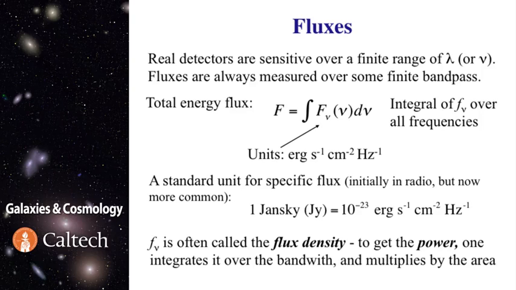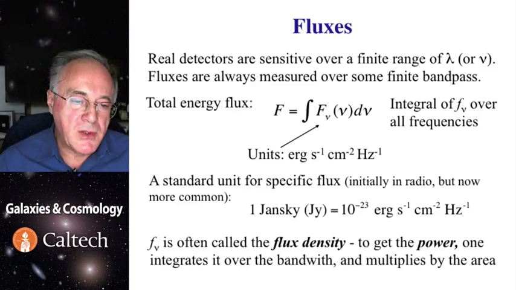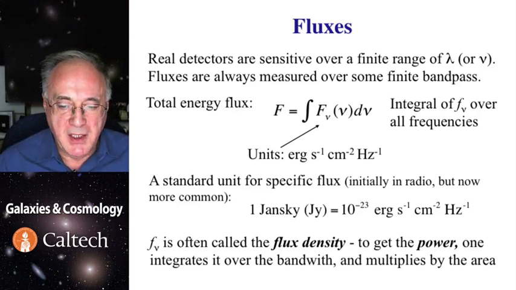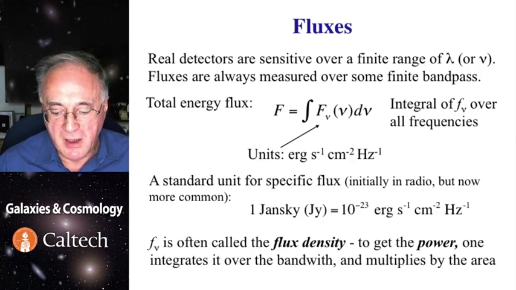One unit that is often used is the Jansky, which was introduced by radio astronomers, and it's 10 to the minus 23 ergs per second per centimeter squared per hertz. Optical and infrared astronomers are now beginning to use Janskys as well, although we're typically talking about micro Janskys and nano Janskys. So this is often called flux density, and to get really the power of an object, one has to integrate it over all bandwidth and then multiply by the area that's collected.